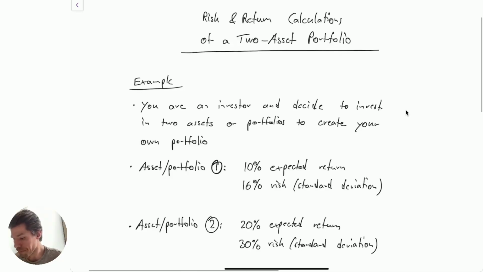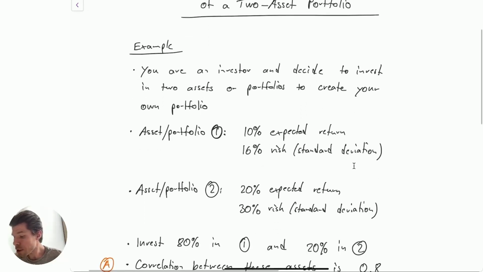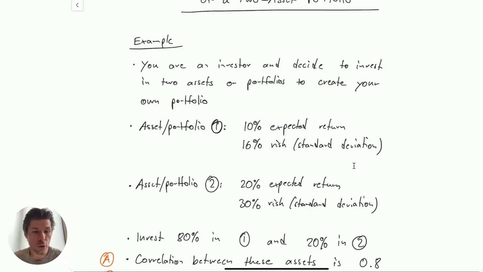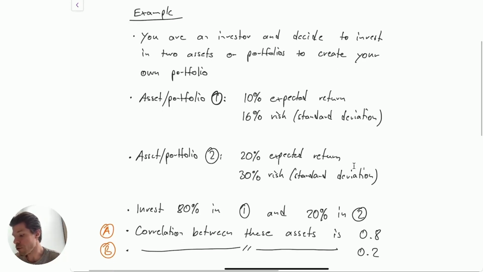So we assume you're an investor and you decide to invest in two assets, or as said before, portfolios, to create your own portfolio. We assume the first one, your first asset could be Apple stocks, has a 10% expected return and 16% risk, measured by standard deviation. And the second one could be Microsoft or Volkswagen or any other share, has a 20% expected return and a 30% risk, again as measured by standard deviation.